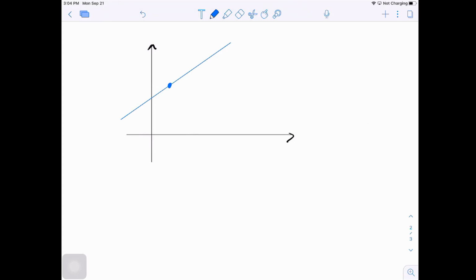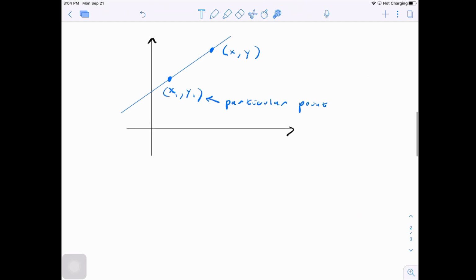Okay, let's say there are 2 points on the line. X1, y1, and I'm going to call that a particular point. And there's a second point, x comma y. Okay, this one is not a particular point. We just have open variables for some point that's on the line. All right, so let's go ahead and derive the equation for point slope form.